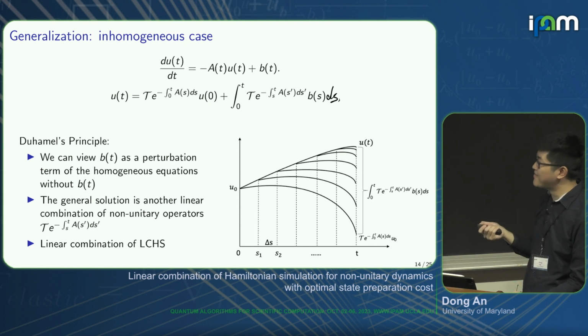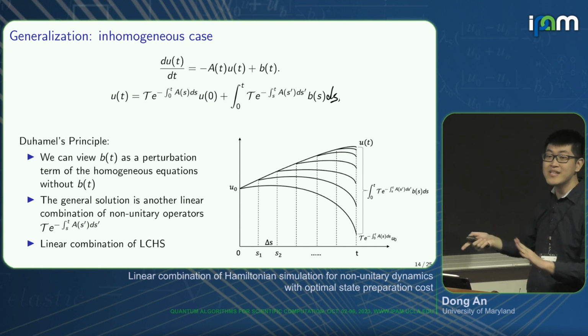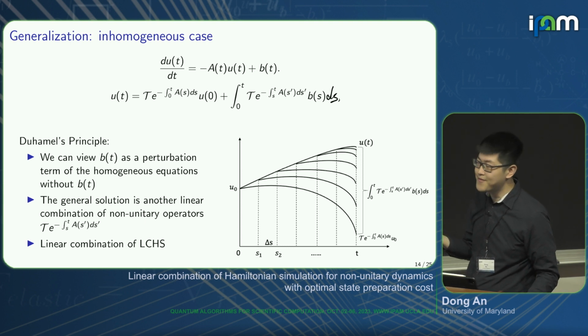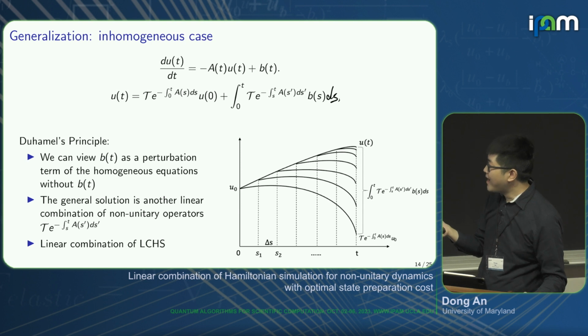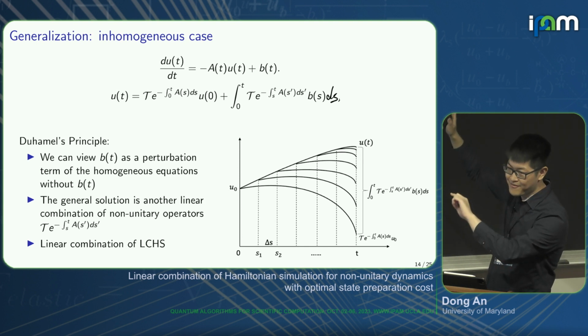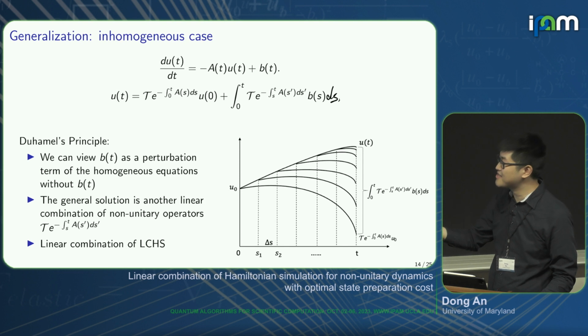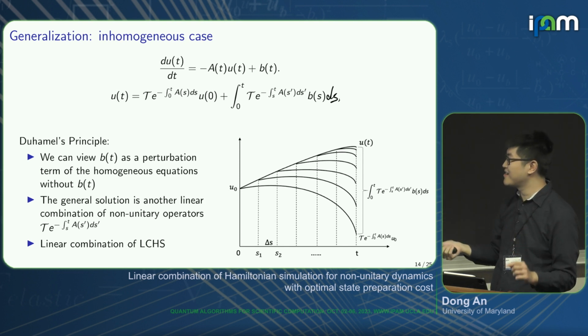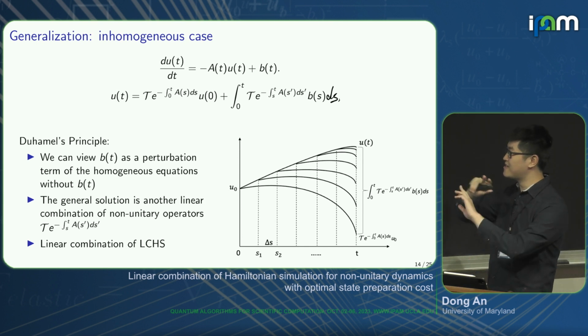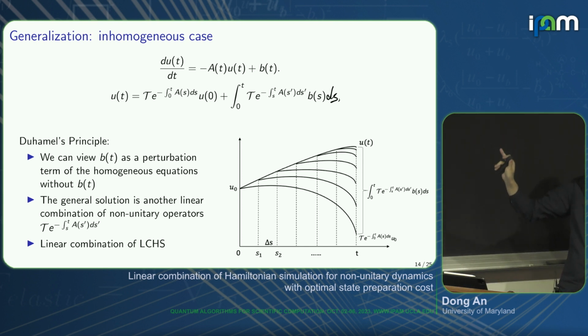Generally, we have this formula, and we can see that the implementation is quite straightforward because now we know how to do the homogeneous case. For the homogeneous case, it's just the LCU. For the second part, we only have the homogeneous evolution operator, so it is still the LCU. And then we have another integral, which is just another layer of linear combination on top of everything. So for the inhomogeneous term, we only need to do a linear combination of Hamiltonian simulation, and then we will have a quantum algorithm for the inhomogeneous case as well.